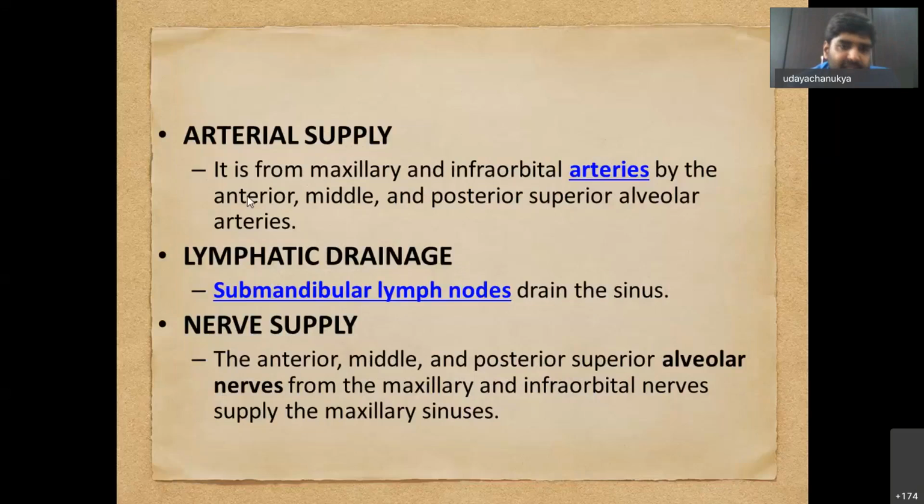Coming to the arterial supply of the maxillary sinus, it is from the maxillary and the infraorbital arteries by the anterior, middle, and posterior superior alveolar arteries. Lymphatic drainage is into the submandibular lymph nodes. The nerve supply is given by the anterior, middle, and posterior superior alveolar nerves from the maxillary and the infraorbital nerve.